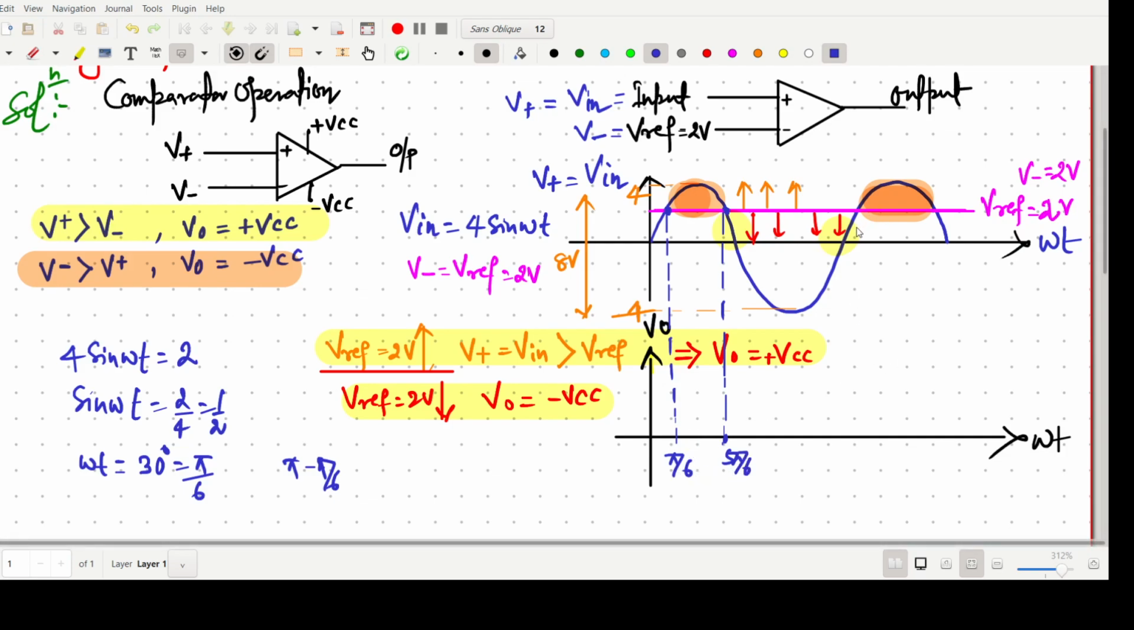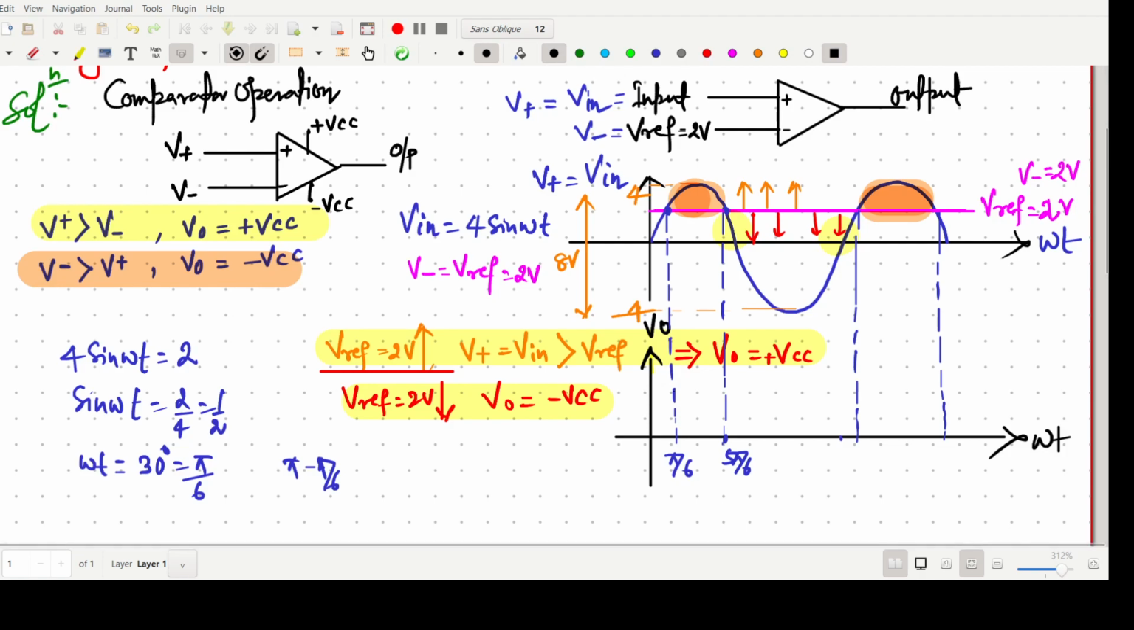Similarly this point will be 2 pi plus pi by 6. Okay, so if we draw the output curve, it is plus VCC in this range, and below this it will go like this.